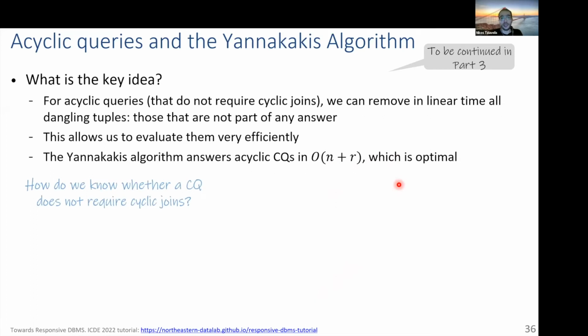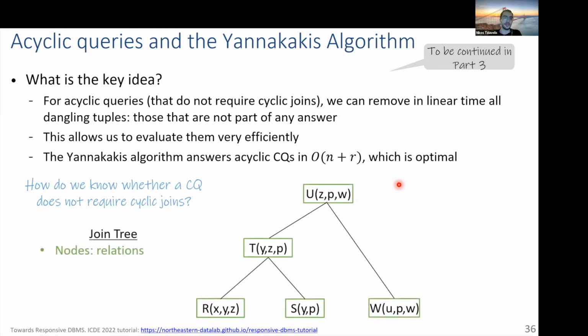that. If we are given a query, we can tell if it's acyclic or not by constructing a join tree. A join tree is a tree where the nodes are the relations. And it also satisfies one more condition, which is that the nodes that contain the same variable, the variables are the columns here, have to be connected in the join tree. So you can see here that for example, all the nodes that contain P are connected in the join tree.